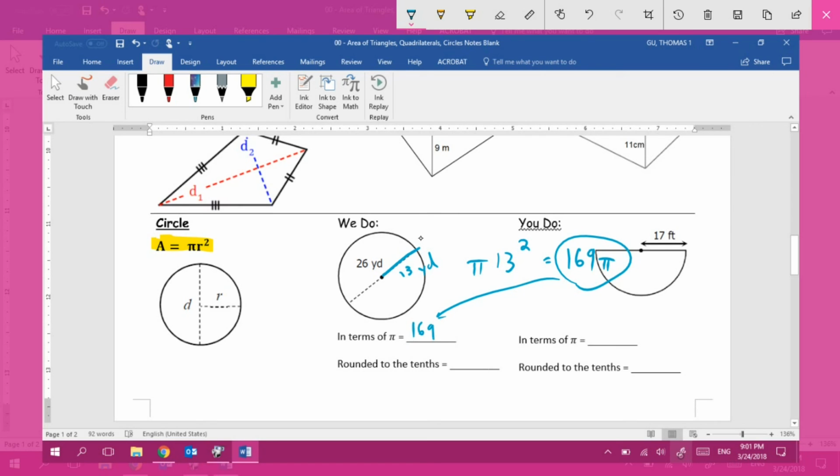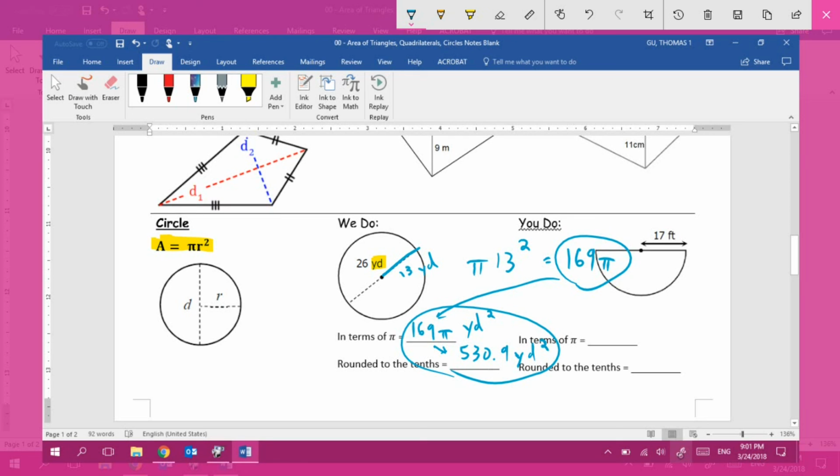And what are my units? Yards squared. Area is always squared. And now if I were to round my answer, like if I plug into the calculator 169 pi and then I press the enter button, it's going to give me 530.9. You got to know how to round. 530.9 yards squared. And that is it. So you guys try the one on the right side.